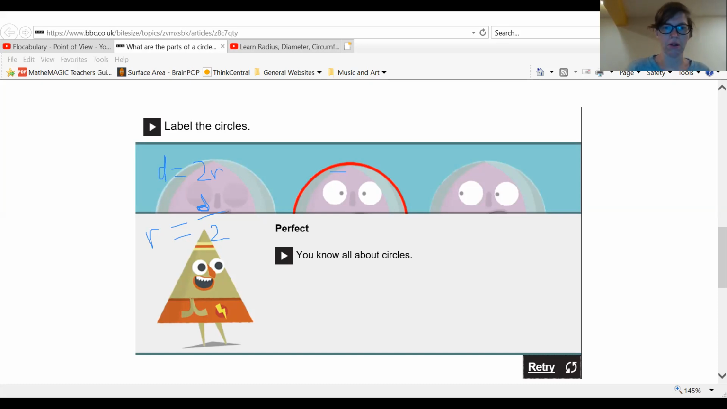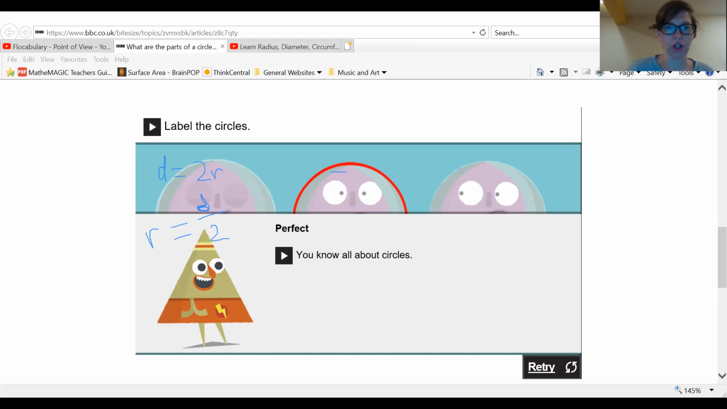All right, I'm going to go with 22. Let's see if that's what you got. All right, we were right. So the radius was 11 centimeters and the diameter was 22 because the diameter is 2 times the radius.